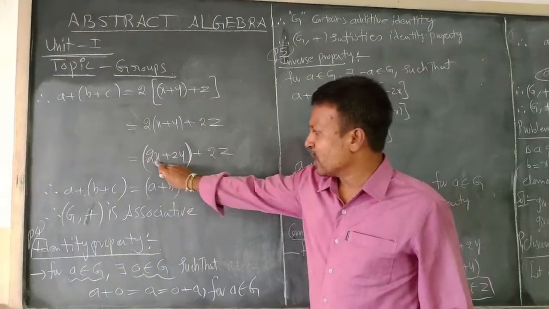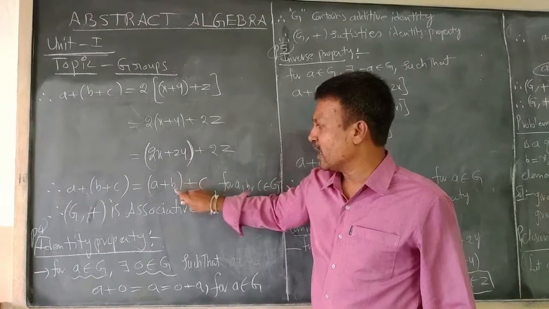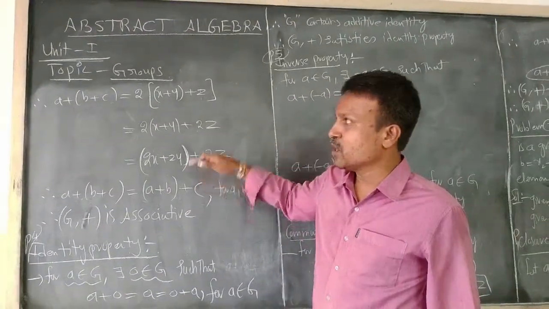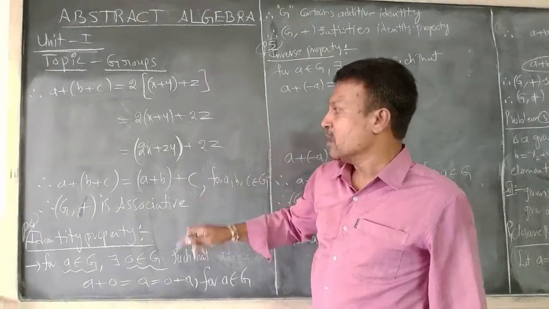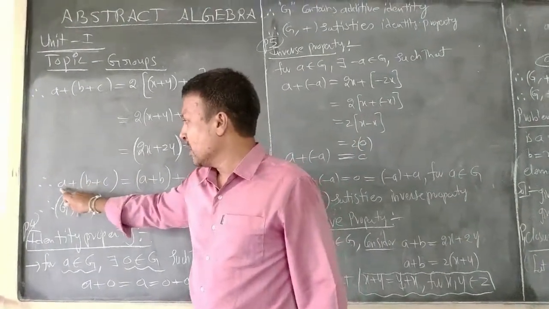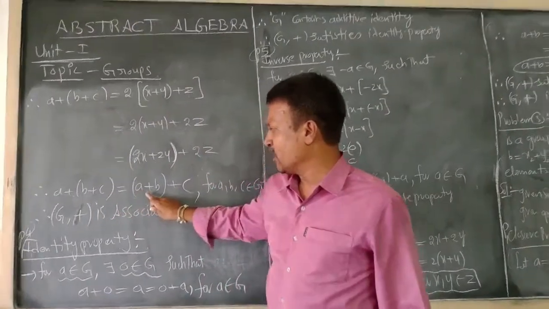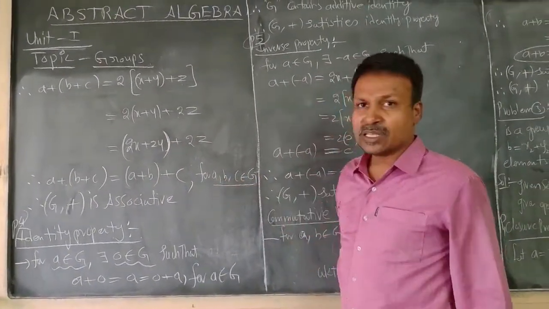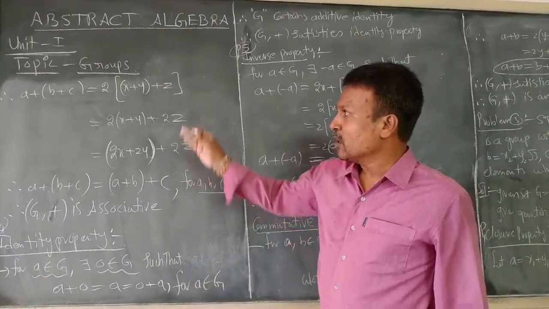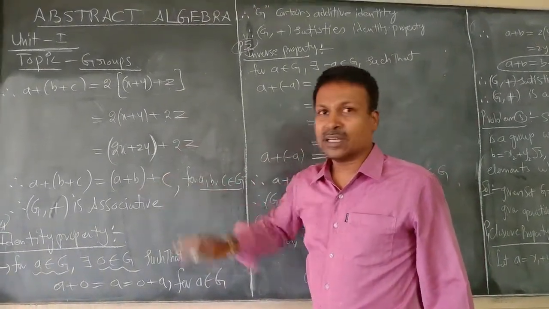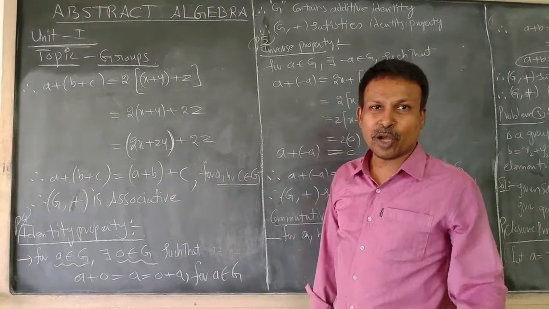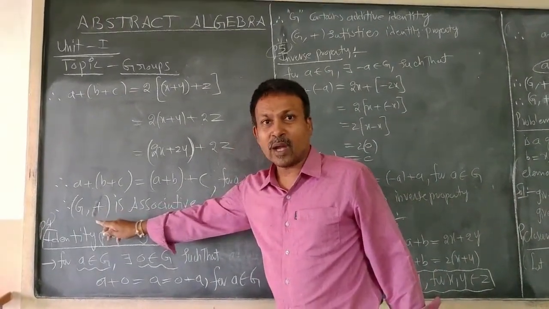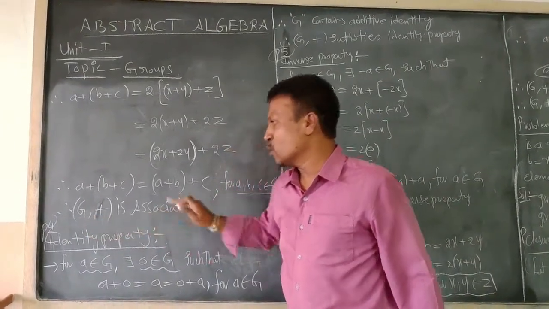Instead of 2x we write a, instead of 2y we write b, instead of 2z we write c. These are the standard symbols which were used at the beginning of this problem. Therefore, on the whole, we have proved that a plus of b plus c is equal to a plus b of plus c for a, b, c belongs to set G. Therefore, G satisfies the associative property with respect to addition, so G comma plus is associative.